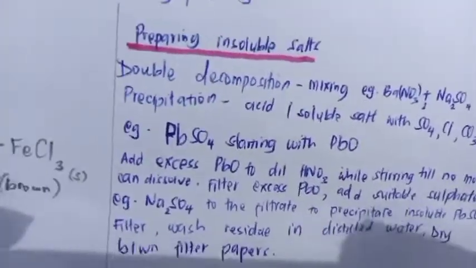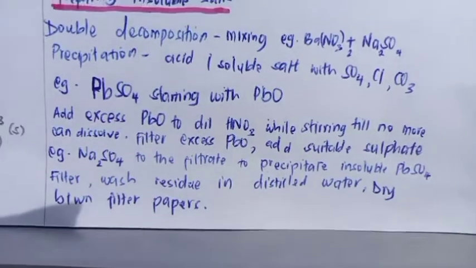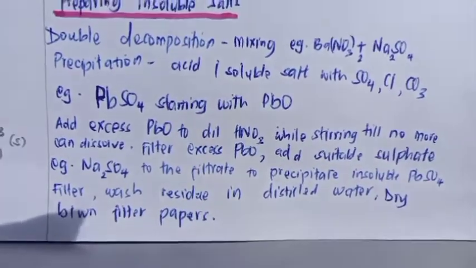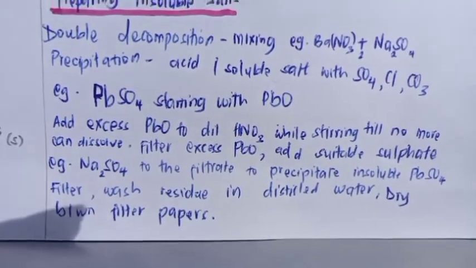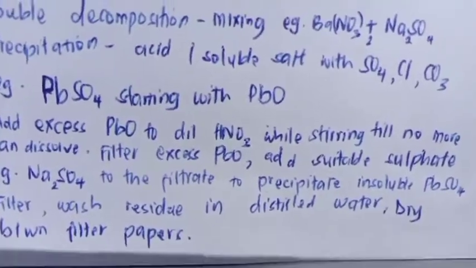So what you're going to do is add excess lead oxide to dilute nitric acid while stirring till no more can dissolve. Then you're going to filter the excess lead oxide and add a suitable sulfate, let's say sodium sulfate, to the filtrate to precipitate the insoluble lead sulfate. Then you filter and wash the residue in distilled water and dry between filter papers.